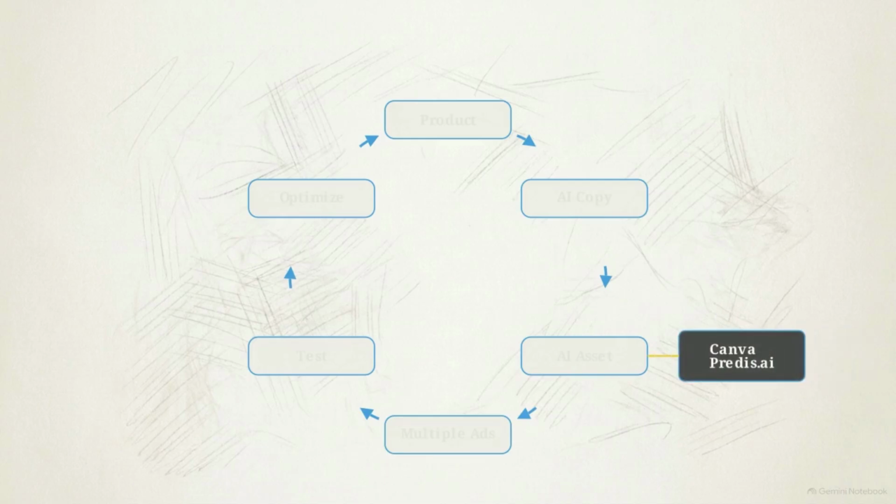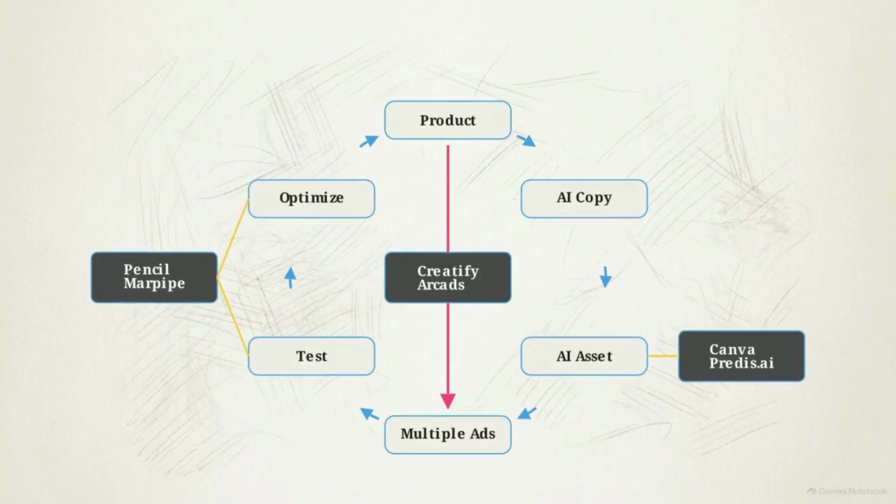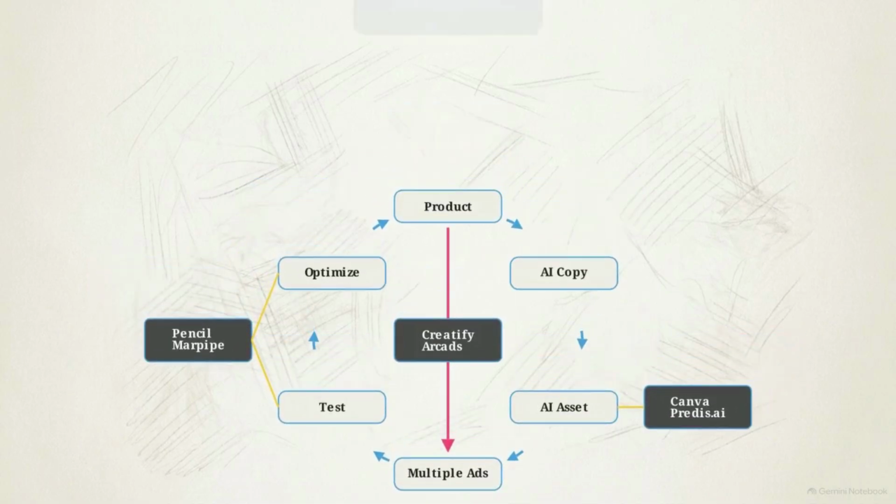If you are an e-commerce marketer needing to rapidly convert static product pages into high-volume TikTok or Reels content, map Creatify or AdCreative.ai to bridge your product straight into multiple video ads. If you are a performance media buyer demanding rigorous, data-backed validation for your daily ad spend, map Pencil or Marpipe directly into your testing and optimization nodes. And if you are an agency managing dozens of clients, remember Omneky sits above this entire circular workflow, managing the data flow across multiple accounts.